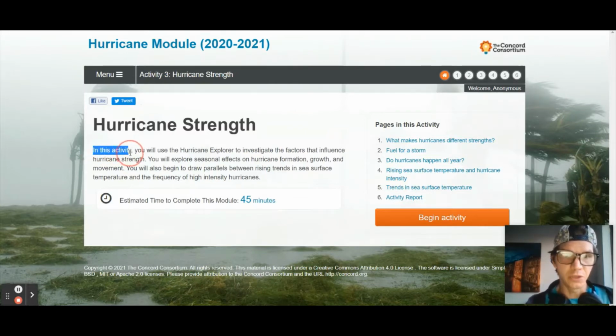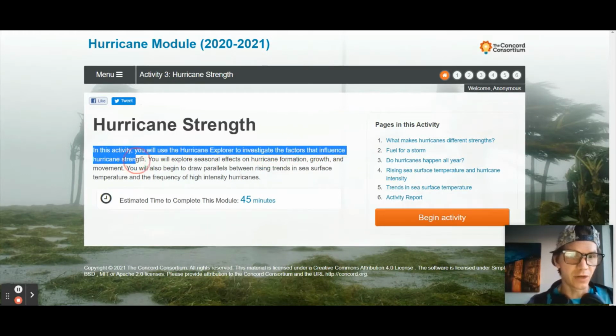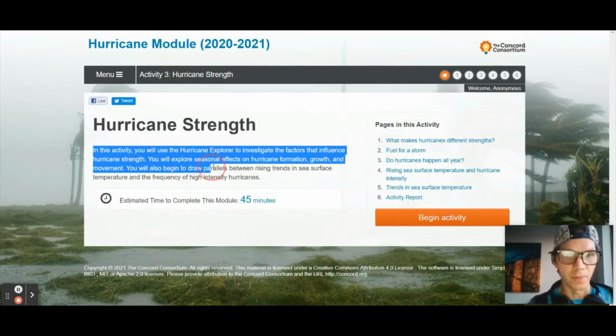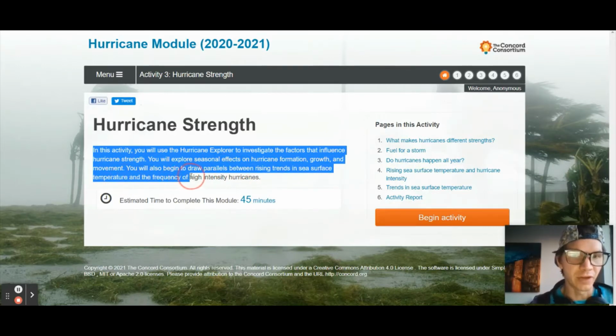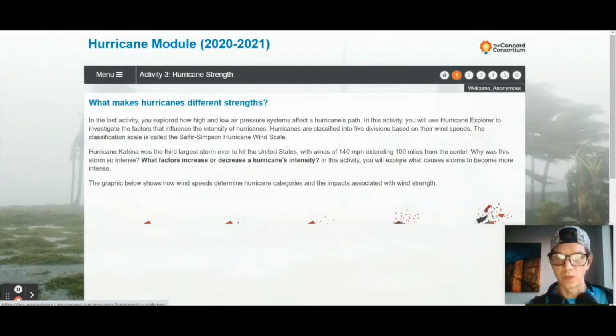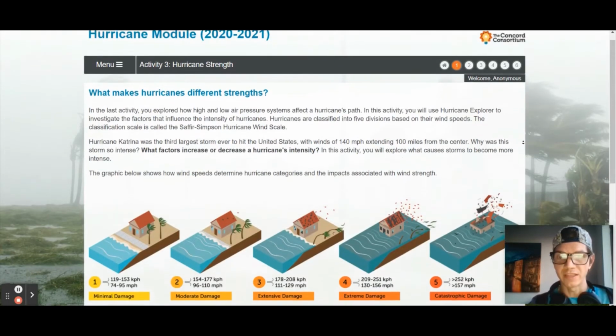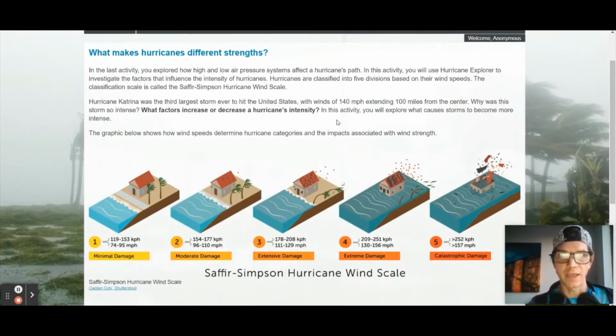In this activity, you will use the Hurricane Explorer to investigate the factors that influence hurricane strength. You will explore seasonal effects on hurricane formation, growth, and movement. You will also begin to draw parallels between rising trends in sea surface temperature and the frequency of high-intensity hurricanes. So here we go. We're going to start off just by looking at the different categories of hurricane.